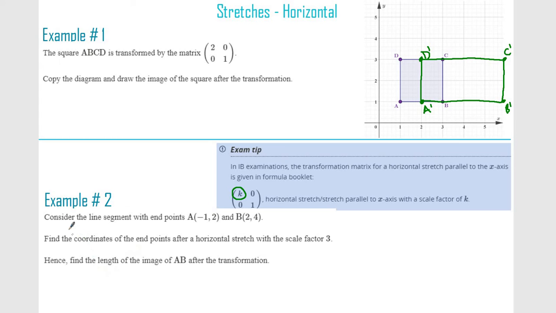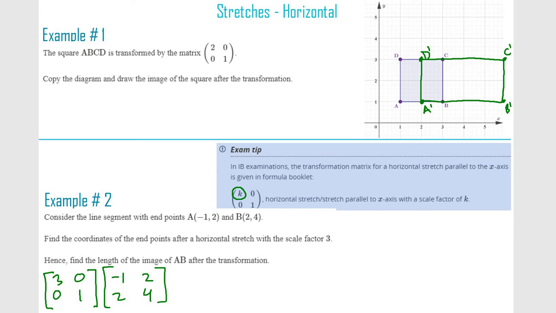Okay, and then here, so consider this after a horizontal stretch with a scale factor of 3. So we can take our matrix 3, 0, 0, 1. K is our scale factor, and multiply it by our points.